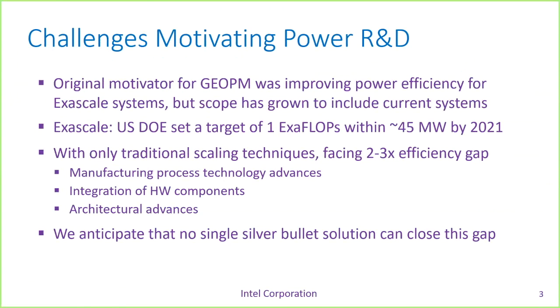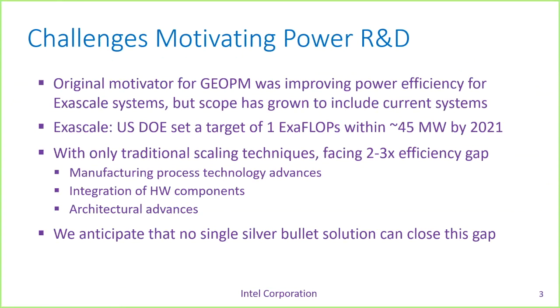I think most people are familiar with exascale and the targets that the US DOE has set in the United States for exascale. We want to achieve 1 exaflops system performance within roughly a 45 megawatt power budget and do that in the 2021 timeframe, which is pretty aggressive. It represents significant performance increases relative to current systems and only modest increases in the amount of power we let the system consume. All of that implies that we need to dramatically improve the energy efficiency of systems if we're going to reach those targets.